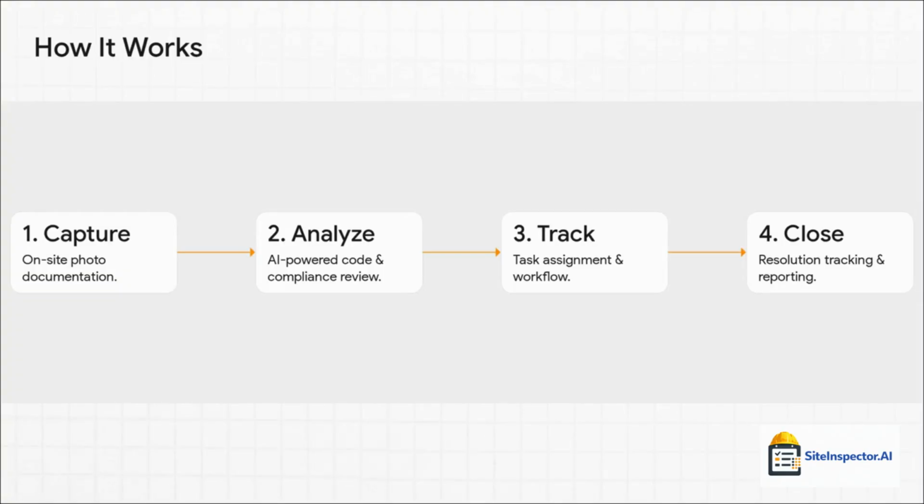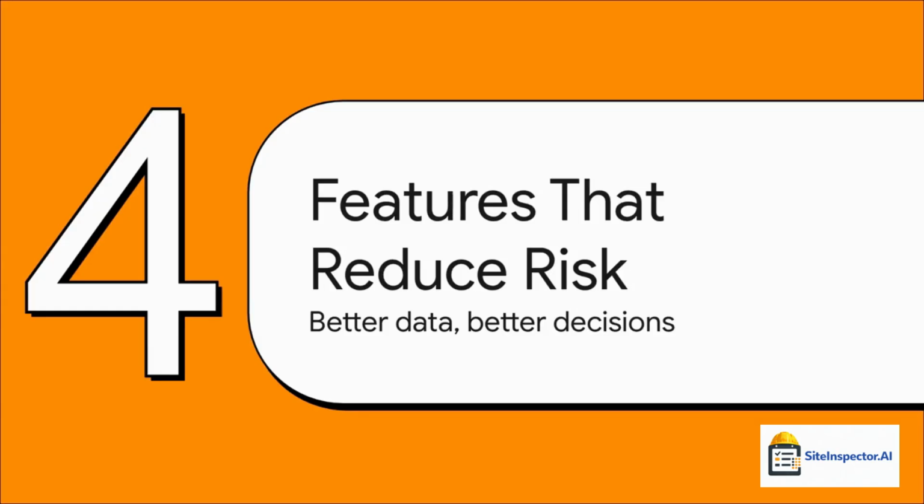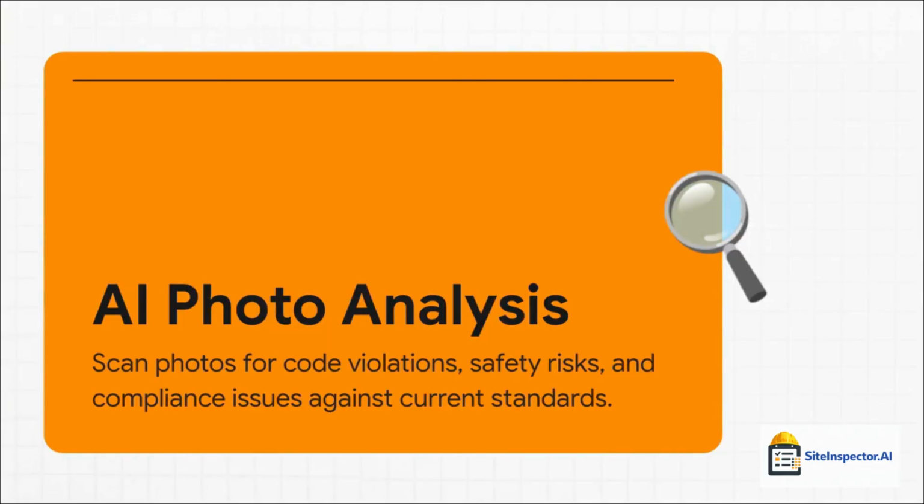This 4-step process is really the core engine. First, you capture photos and data right from the site. Second, the platform's AI helps analyze those photos for potential code or safety issues. Third, you track those findings by creating and assigning tasks right then and there. And finally, you close out those issues with full documentation and reporting. It's a complete, clean loop. All right, let's drill down into some of the features that really make this process tick. Because at the end of the day, better data is what leads to better decisions and, most importantly, lower project risk. This is where things get really cool.